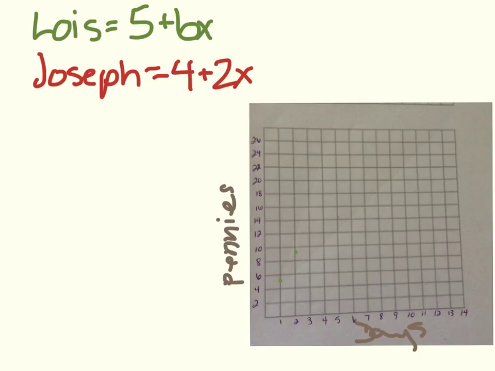Oh, my graphing skills are not very good today. 11. And then we just keep graphing up, right? 23. Okay. Now, with this one, when we graph it, we're going to draw our line. Savings keep going up, right? But we can never get lower than 5 because Lois started with 5 pennies. So we can't extend our line downward.